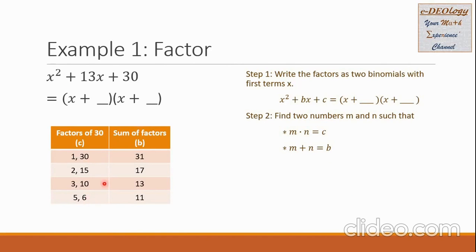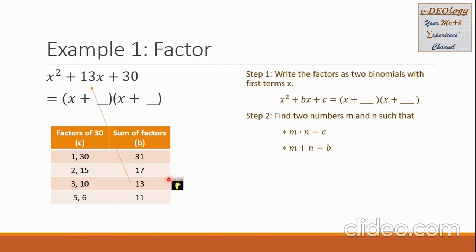Here is the list of factors of 30. The first is 1 and 30. The second is 2 and 15. Third, 3 and 10. Fourth, 5 and 6. Now on this column, we are going to add the factors. 1 plus 30 is 31. 2 plus 15 is 17. 3 plus 10 is 13. 5 plus 6 equals 11.